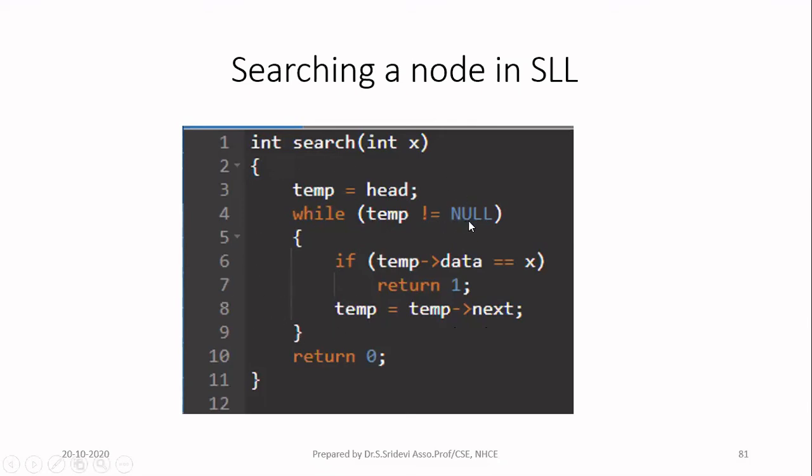When you get null, you will come out. If the element is present in line number 7 itself, you will go to the main. It will come to line number 10 only when the element is not present in the linked list. So in that case, you return 0 to the user. So your return value from this function can be either 1 or 0. 1 means the element is present and you are returning. 0 means the element is not present, you are returning. Now let us see how we are going to write this in the main function.